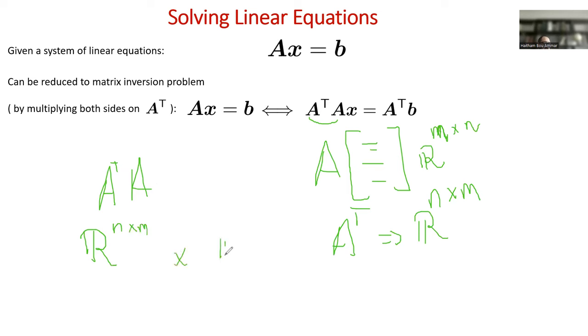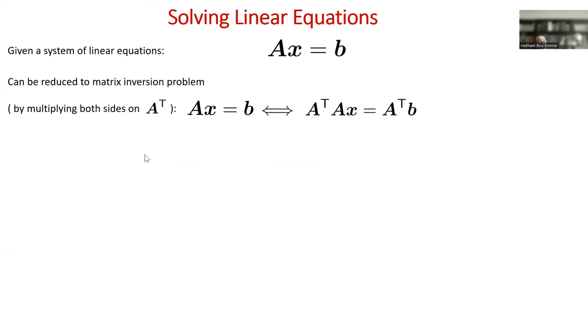by a matrix which is M by N. I can make this product because those numbers are equal, so the number of columns is the same as the number of rows. And now what do I get? I get a matrix which is N by N, which is a square matrix. So if we have a square matrix, then we can actually execute the inverse operator we discussed before.